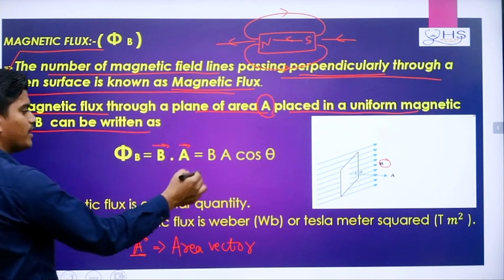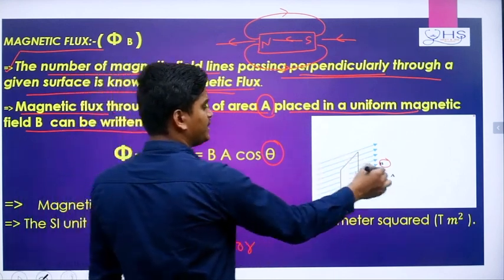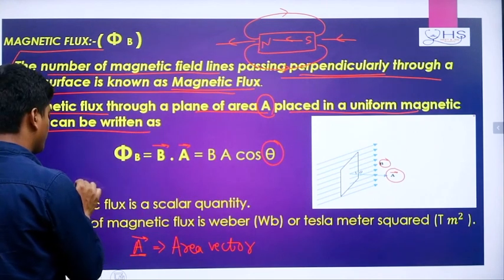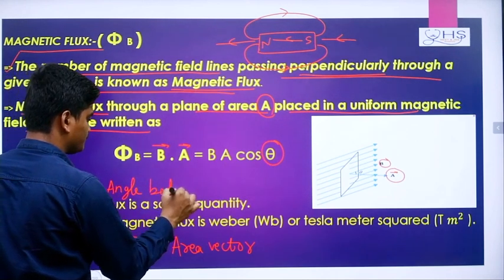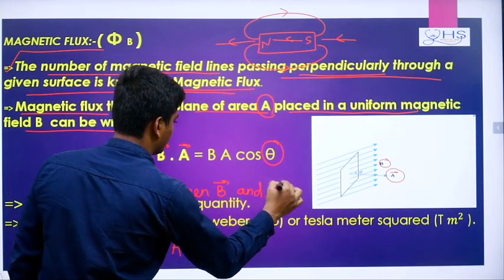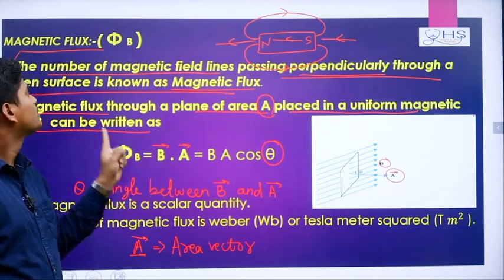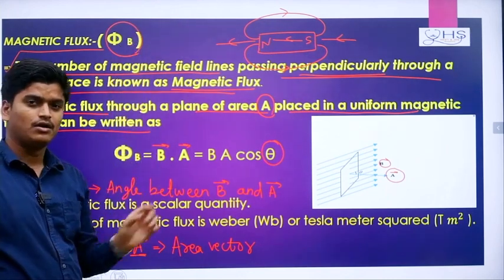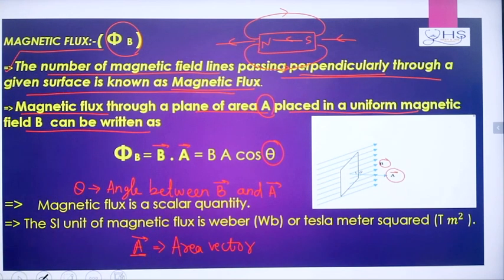So flux equals B dot A, or BA cos theta, and what is theta? Theta is the angle between the magnetic field B and the area vector A. B is your magnetic field. The magnetic flux symbol is phi B and the magnetic field is B, or the magnetic field is sometimes also called magnetic flux density. So magnetic flux density is also B.